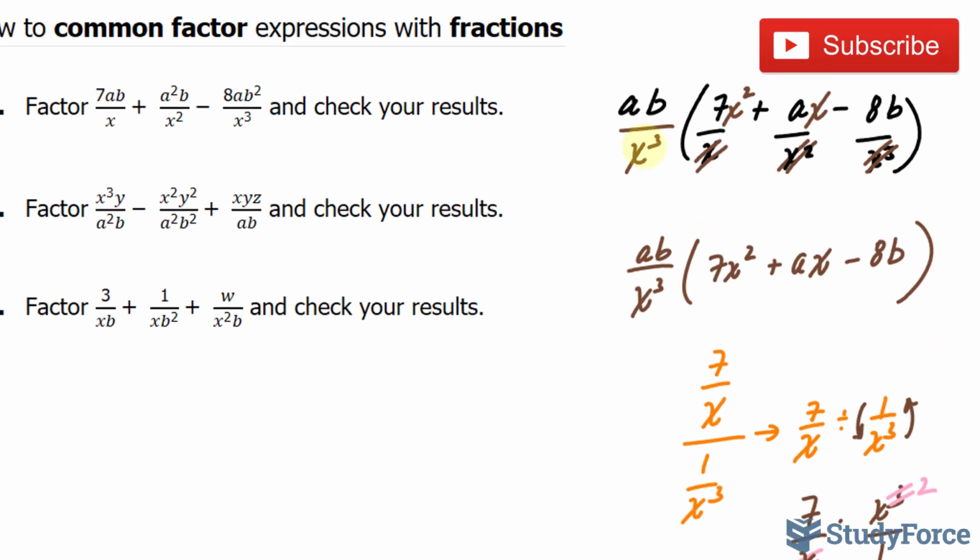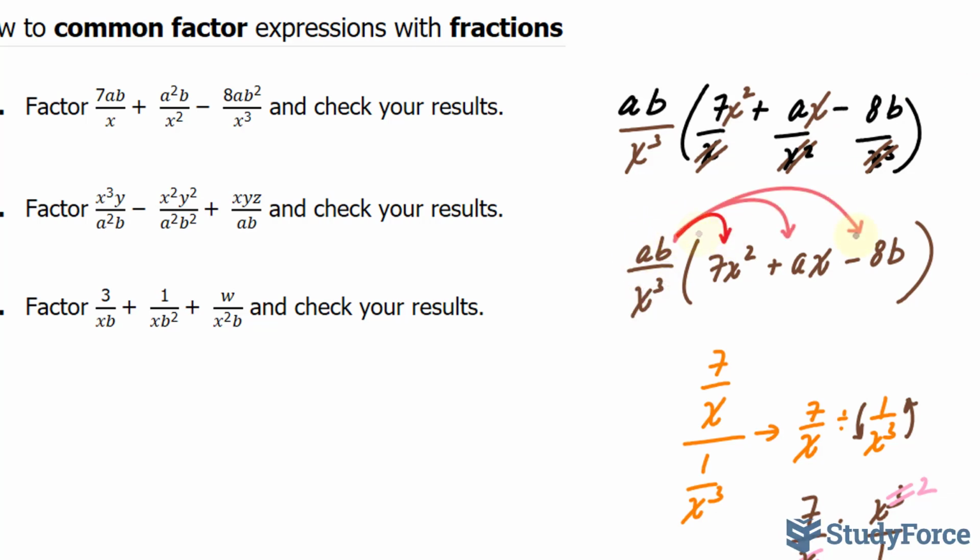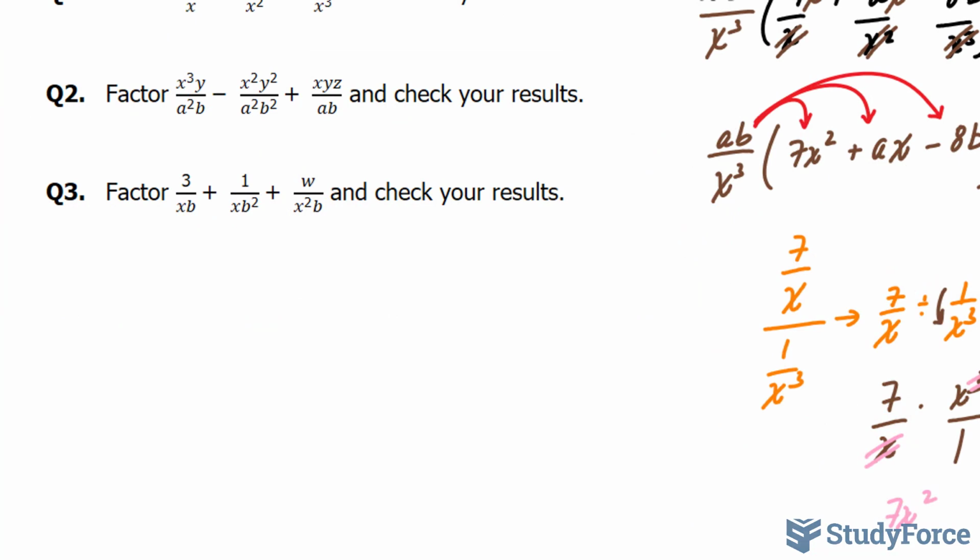Now, had you not pulled out x to the power of 3 and pulled out only x, the lowest degree, you'd be left with terms containing fractions. To check your answer, you multiply this factor into the terms within the brackets, and you should end up with exactly what you started with. Let's go ahead and figure out question 2.